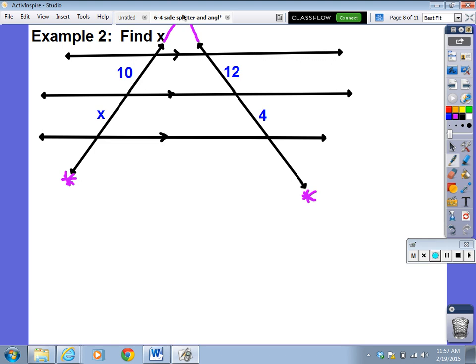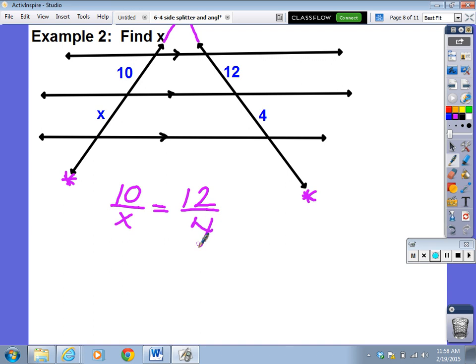Yep, because these lines are parallel, they're cutting these sides proportionately. So now we just have this big triangle and this small triangle, but like I said, the parallel lines cutting the sides proportionately means we can just set up our ratio as normal. So does everybody see how it's the exact same thing we just did? Yep. Sweet. So 10 over x will be equal to 12 over 4. Kind of cool, right?